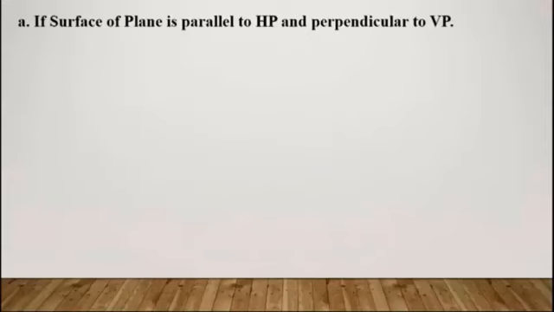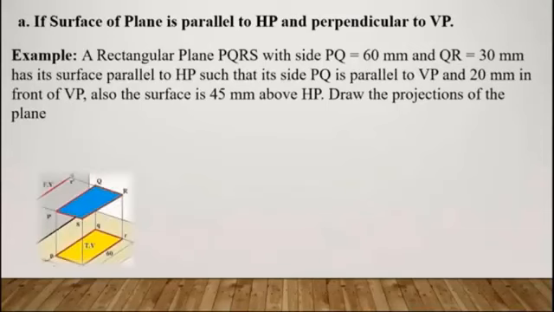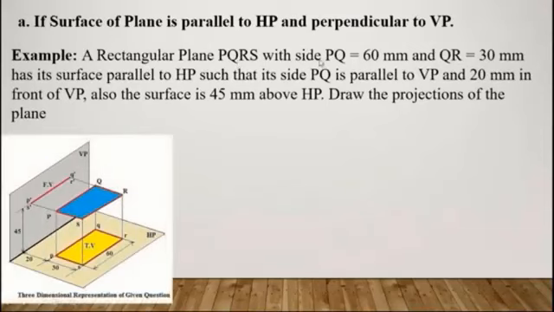In order to understand it better, let us take an example. A rectangular plane PQRS with side PQ equals 60 mm and QR equals 30 mm has its surface parallel to HP such that its side PQ is parallel to VP and 20 mm in front of VP. Also the surface is 45 mm above HP. Draw the projections of the plane. So we have a surface parallel to HP here, it is perpendicular to VP. So this is our example for this case.